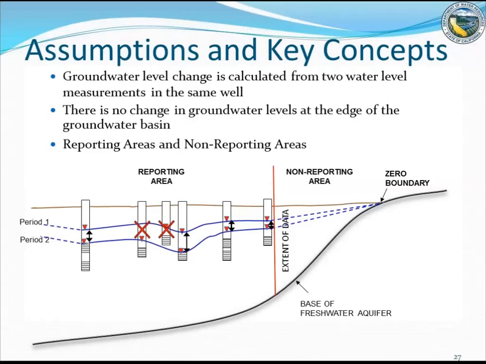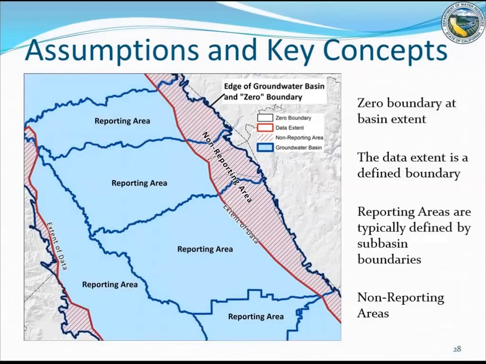Okay, moving on. This is what that slide looks like in map view. I just want to point out that this is the outer edge of the groundwater basin. And for the water plan, we're calling this our zero boundary. We can actually define any boundary as a zero boundary, but for our water plan, we're calling the edge of the groundwater basin a zero boundary. Sub-basin boundaries or internal basin boundaries are not zero boundaries.